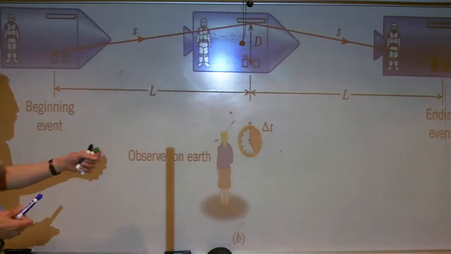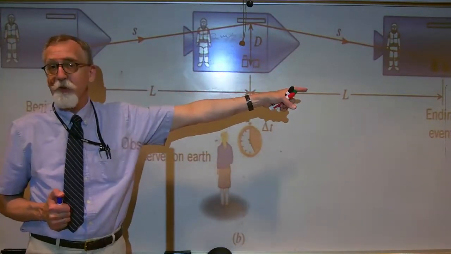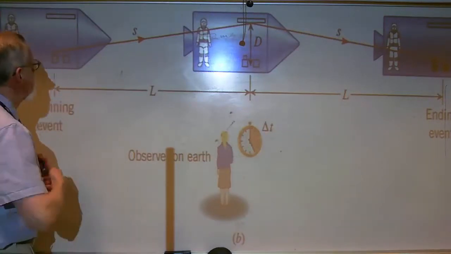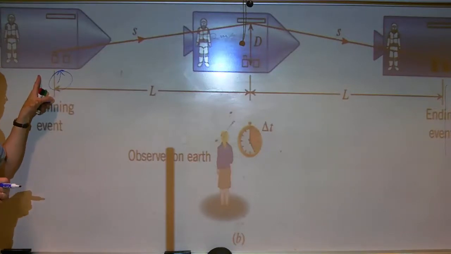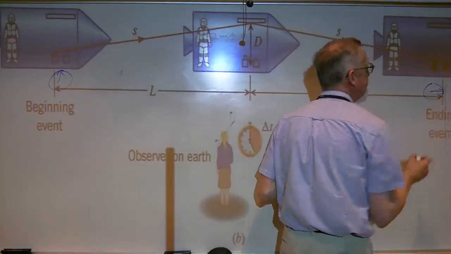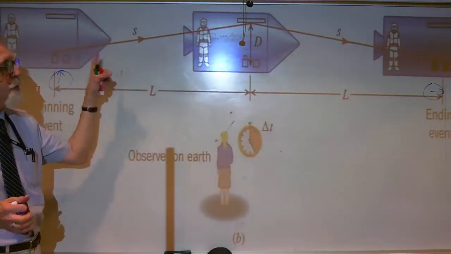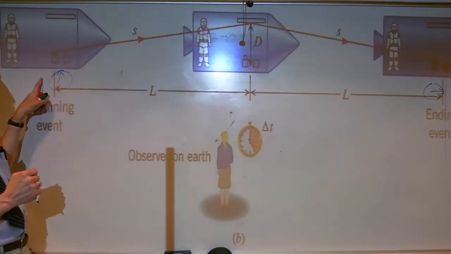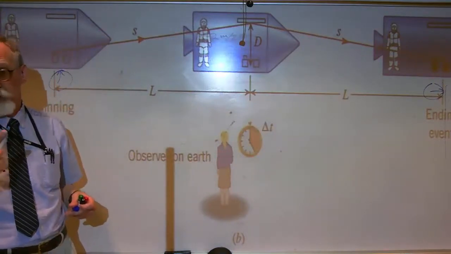The problem is, for the observer on the Earth to measure the time between these two events, the observer on the Earth will actually need two clocks. One clock over here to measure the time of the initial event, and then one clock over here to measure the time for the final event. So the observer on the Earth cannot do this with a single clock. She will have to have a clock over here, a clock over there. She will need two different clocks.